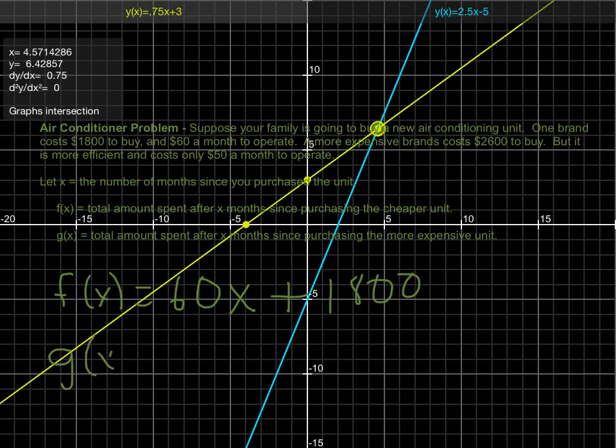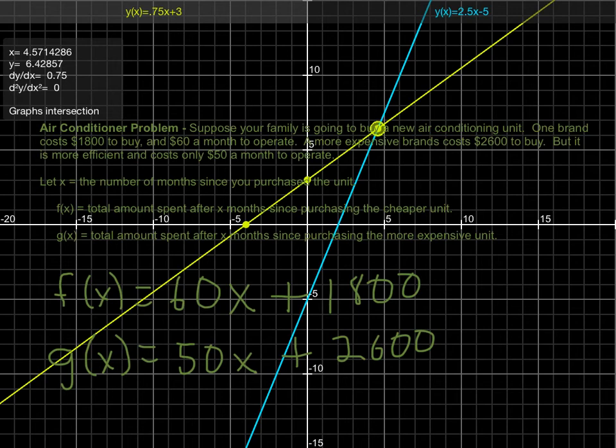G of x represents the more expensive one. The rate of change, or the slope, is every month that you own and operate that, it costs you $50. However, to purchase the more expensive one and the more efficient one, it is $2,600 initially.